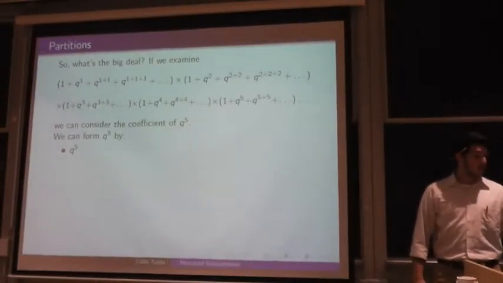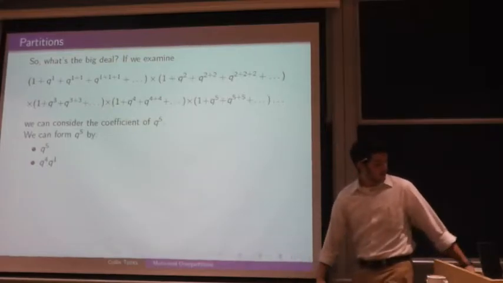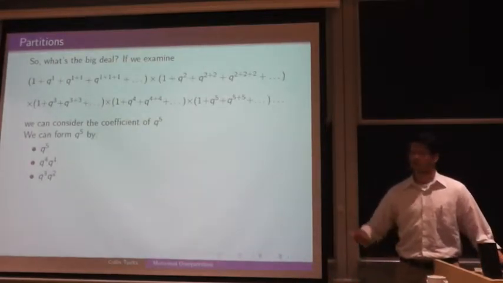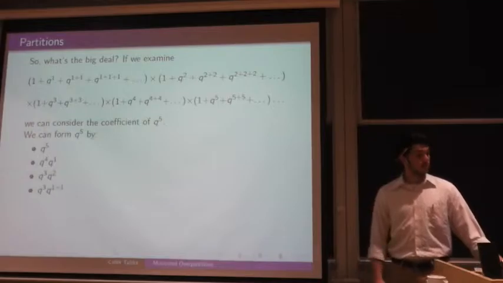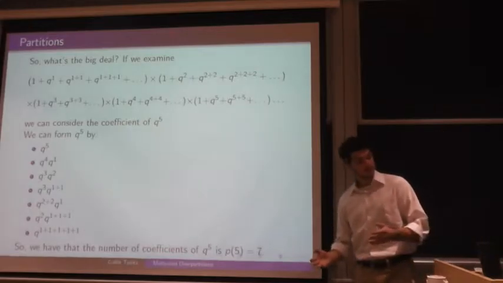expansions there. We can also say that it's q to the fourth times q to the first, so there's another one. We can also say it's q to the third times q squared. Similarly, q to the third times q plus 1 plus 1. And all the way down, we have the rest of these as well.